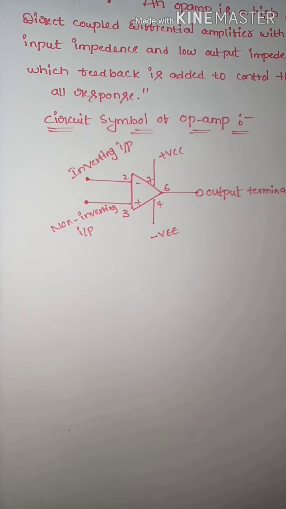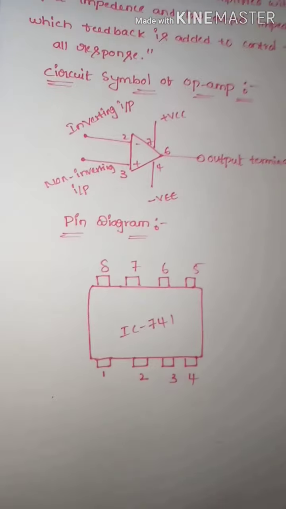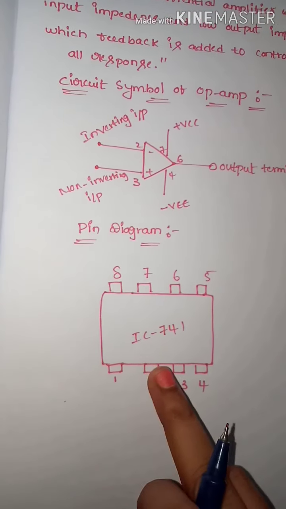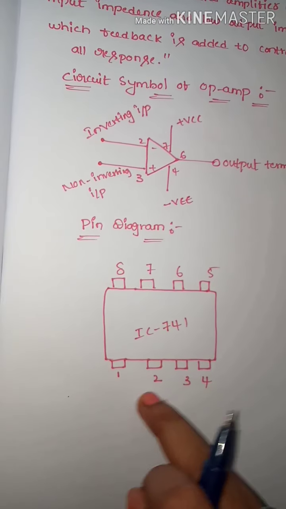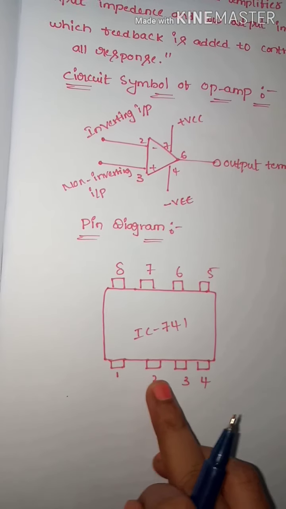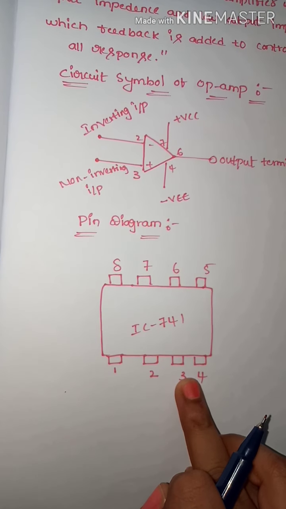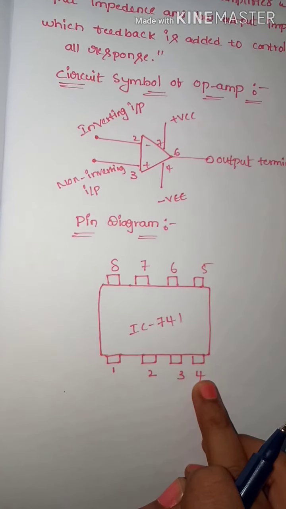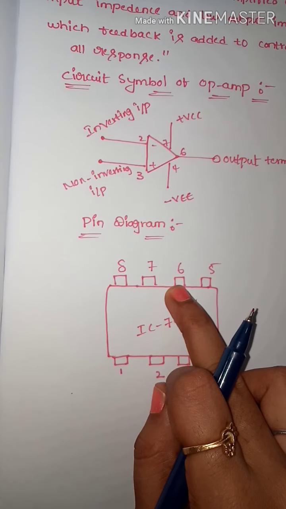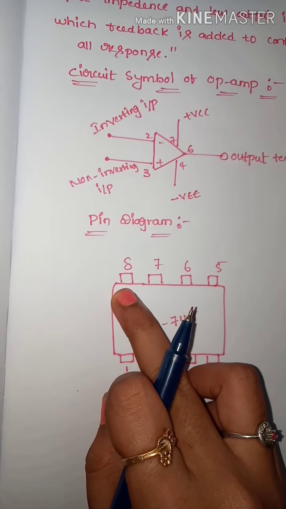Coming to the pin diagram of the op-amp. In the op-amp, the IC741 is used. The IC741 consists of 8 pins. The first pin is offset null. The second pin is inverting input. The third pin is non-inverting input. The fourth pin is negative supply. And the fifth pin is offset null. The sixth pin is the output terminal. The seventh pin is the positive supply. The eighth pin is no connection.